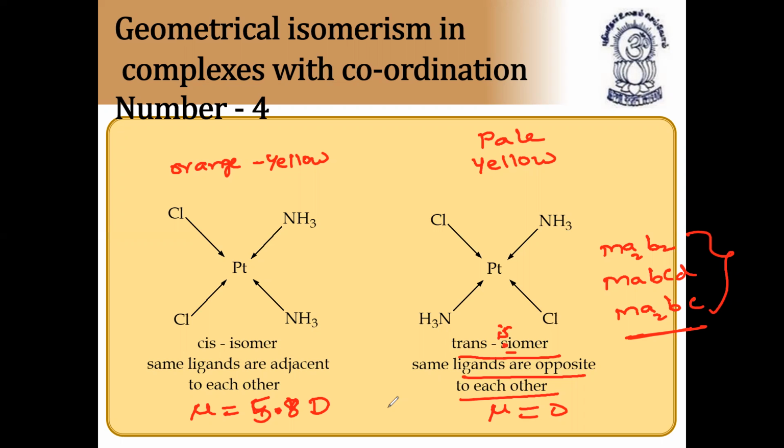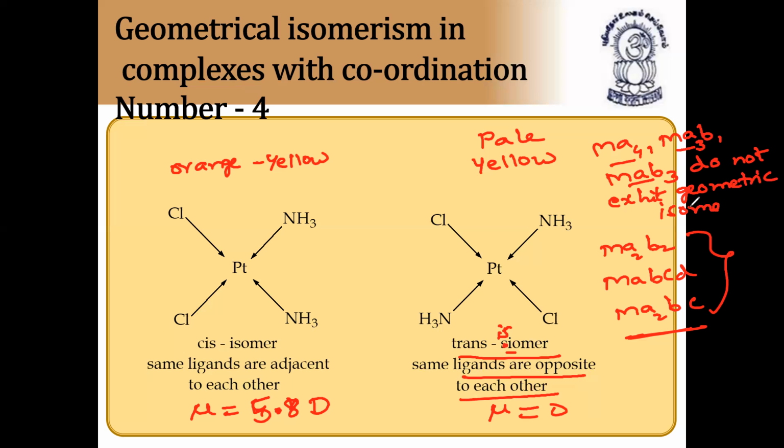And square planar complexes of the type MA4, MA3B, and MAB3, where M is the central metal atom, do not exhibit geometrical isomerism. Please note down these points. Even though they are square planar complexes, they do not exhibit geometrical isomerism.